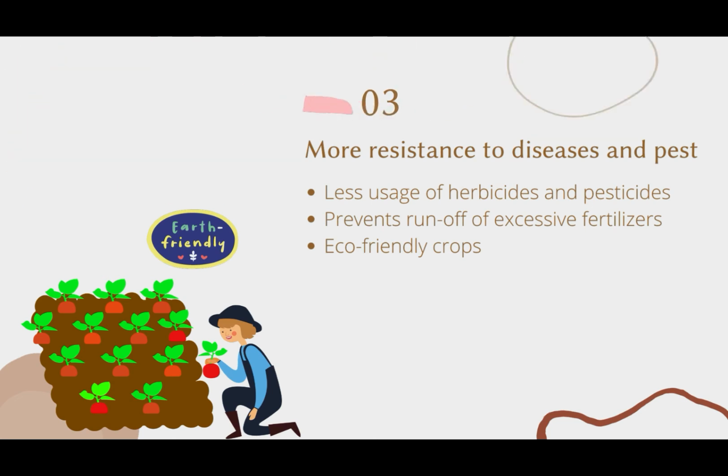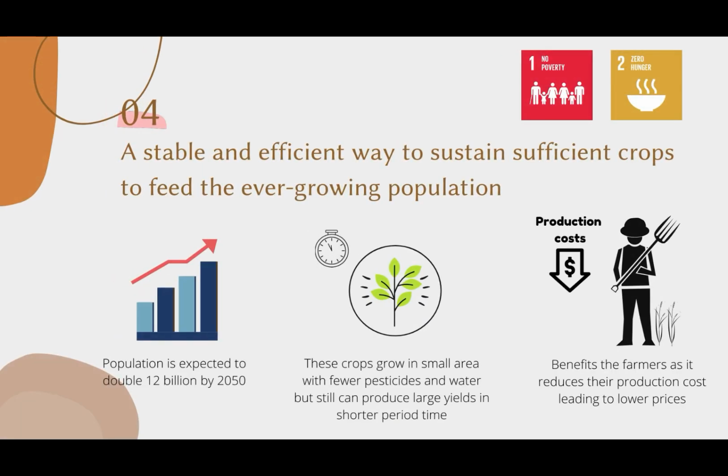Lastly, genetically modified crops are a stable and efficient way to sustain sufficient crops to feed the ever-growing population, which is expected to double to 12 billion by 2050. These crops can grow in a small area with fewer pesticides, water and other resources, but still produce large yields in a shorter period of time, so this benefits farmers as it increases their yields and reduces their production cost, leading to lower prices, hence making food more affordable and resulting in the elimination of hunger and poverty in society.